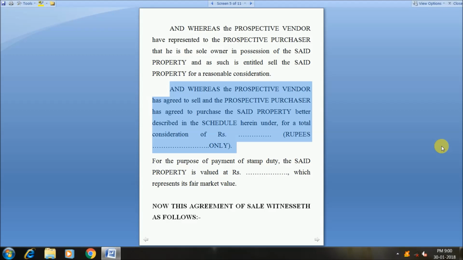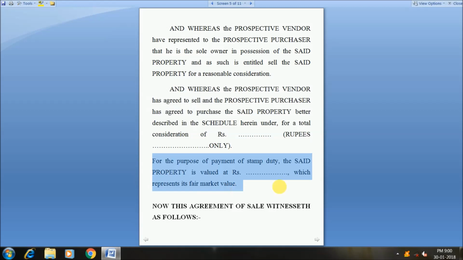Furthermore, you have to also state, for the purpose of payment of stamp duty, if in the event you're registering the agreement for sale, how much the property is valued for, because accordingly stamp duty is required to be paid. So this also is an important clause, and so this clause will have to be included in that fashion.